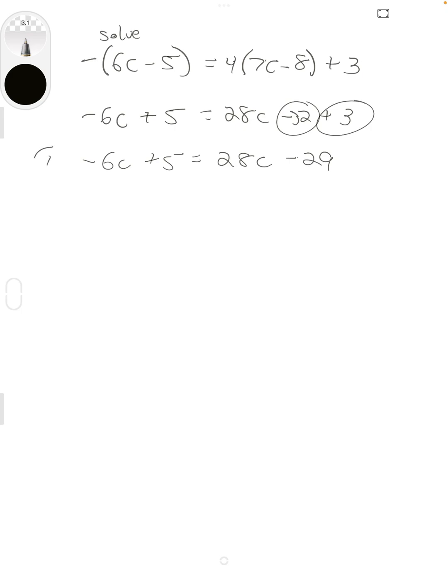So first step, simplify it to where I have letters and numbers, letters and numbers. Second step, put all the letters over to this side. So I'm going to subtract 28c from both sides.